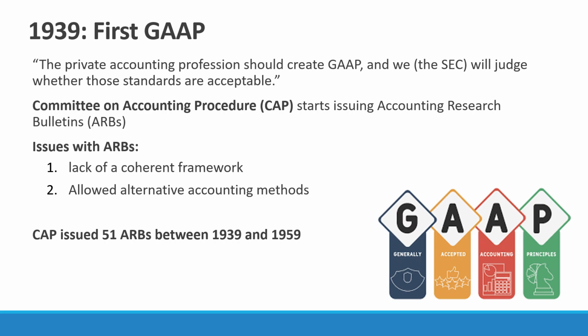CAP issued 51 accounting research bulletins between 1939 and 1959, and eventually, due to increased pressures for more rigorous standard setting, the AICPA replaced CAP with the Accounting Principles Board, APB, in 1959, and the APB in turn was replaced later with FASB to establish systematic GAAP standard setting.